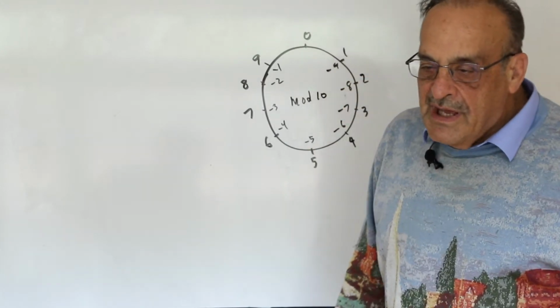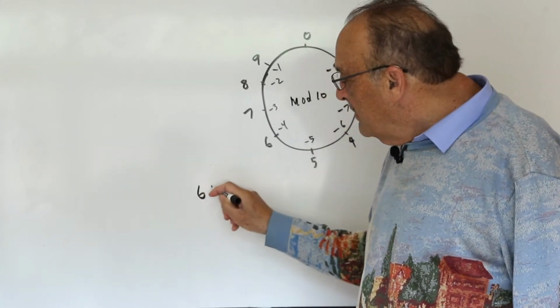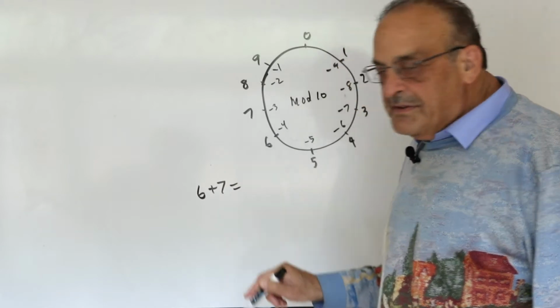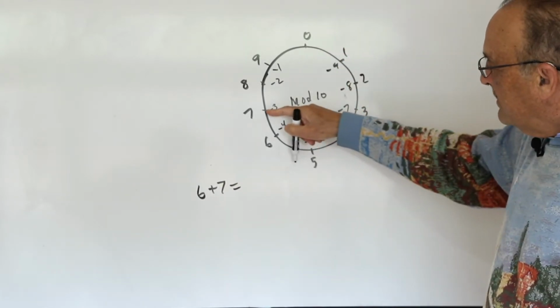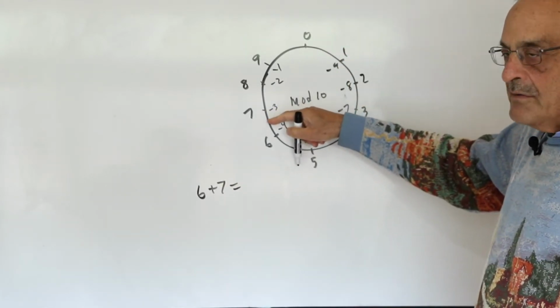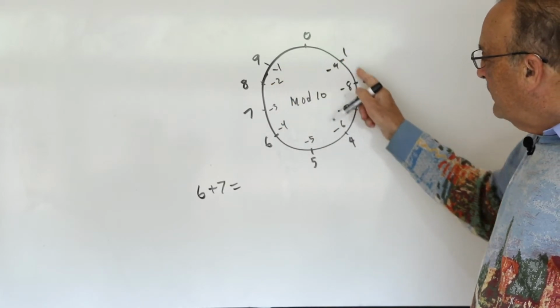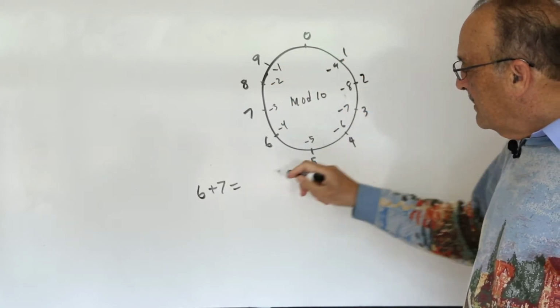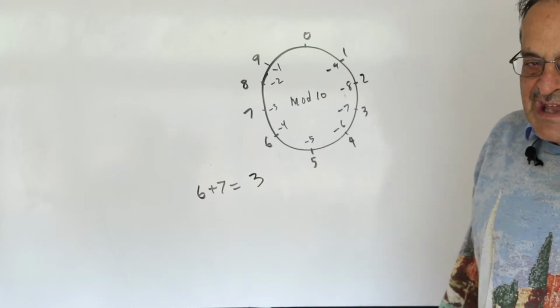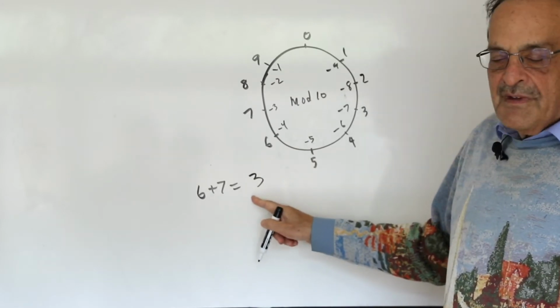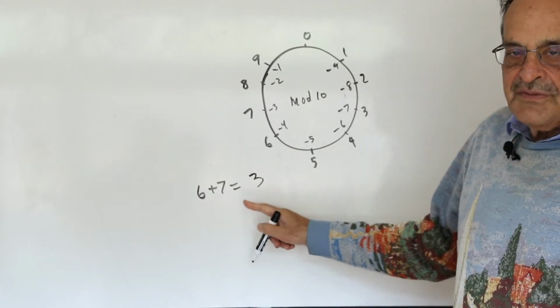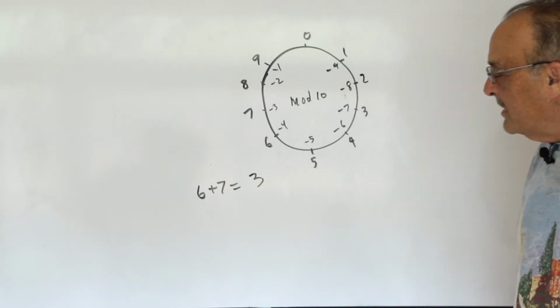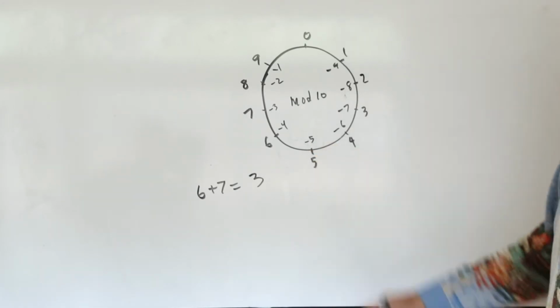So if I were to add, say, 6 and 7, instead of writing 13 on this clock, I would start at 7, then go 6 spaces clockwise. 1, 2, 3, 4, 5, 6. And I would land on 3. So it's like adding 6 and 7 and getting 13, putting down the 3 and then forgetting about the 1. One interesting thing about this clock is that 5 and negative 5 are equal to each other.